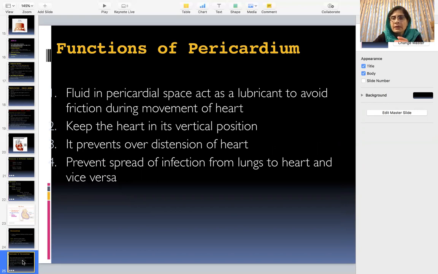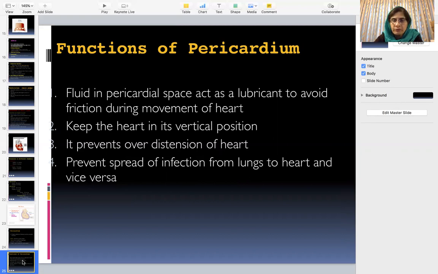In some cases, when the heart has to pump against high pressure, for example in patients suffering from high blood pressure, there is usually cardiomegaly. The heart enlarges because it has to pump against very high pressure. In that case, there is cardiomegaly, the enlargement of the heart. So this pericardial fluid prevents overstretching, the over distension, of the heart.